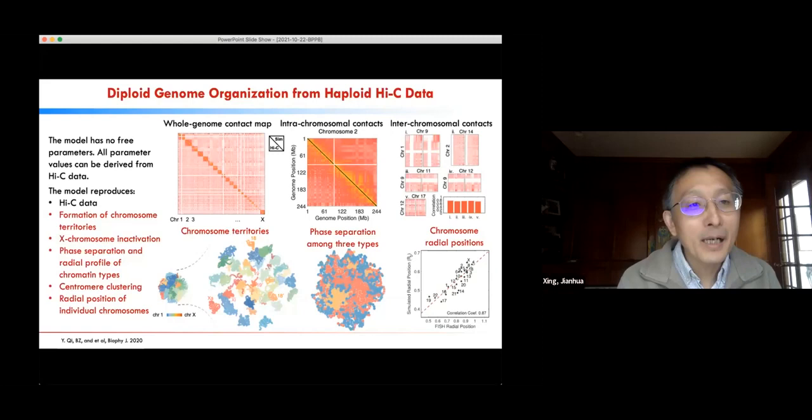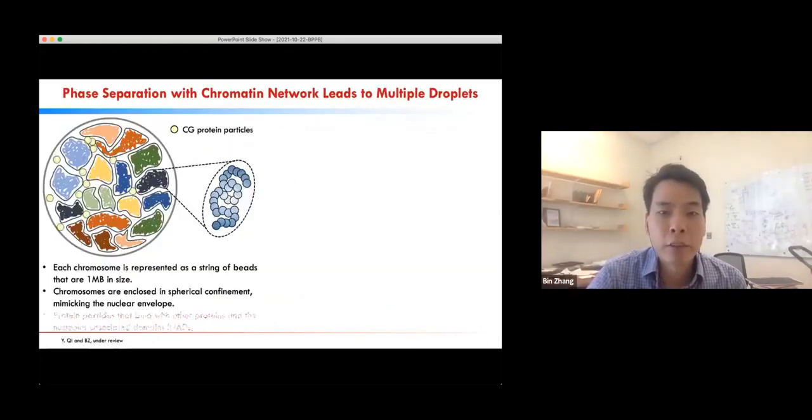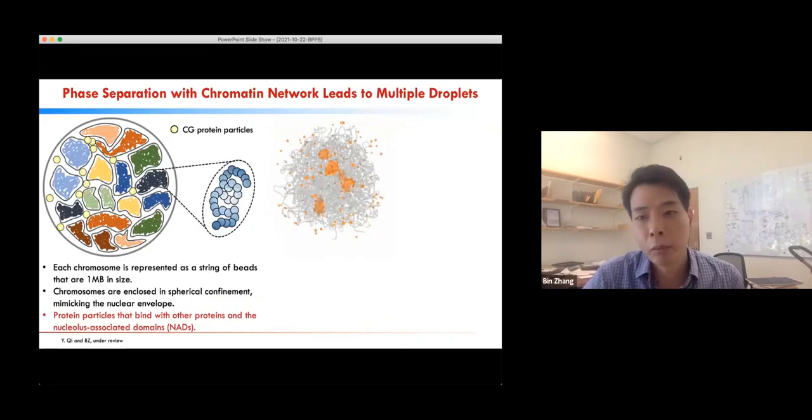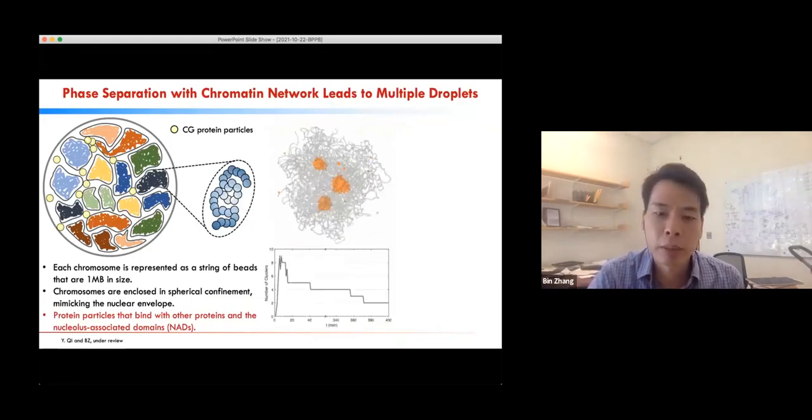Raphael asked: how do you determine when to stop the simulation in the phase separation study? How does the number of droplets depend on simulation time? I want to make sure whether it's metastable or not, right? That's an excellent point. We can more or less map our simulation time scale to the experimental time scale. We run about several hours.